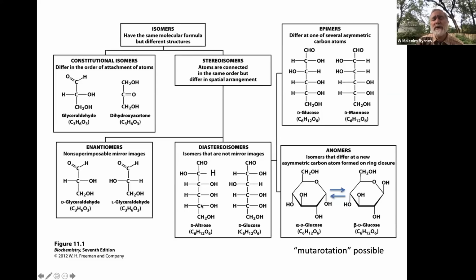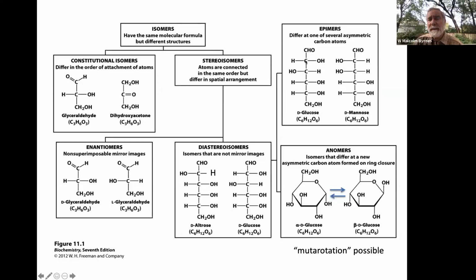Now notice that the OH group is to the right in both of these. That's how you know it's D and not L. If it were L, the OH group would be to the left. All right, now, among diastereomers, you can have so-called epimers and anomers. Now, epimers are molecules that differ at only one of several asymmetric carbon atoms in the structure. D-glucose and D-mannose are examples of epimers. So mannose is an epimer of glucose, and glucose is an epimer of mannose.